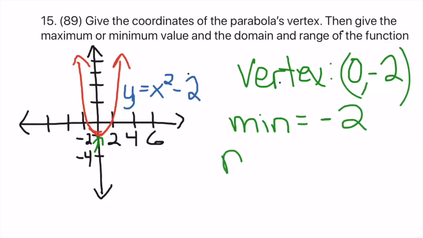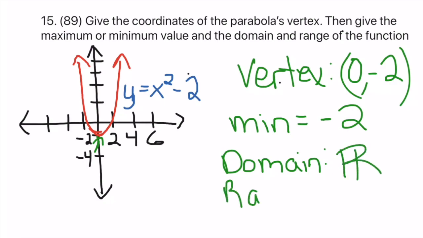And then the domain is all your x values that it covers. Now remember, this parabola will gradually keep going, getting wider and wider and wider to infinity. So it's going to cover all of those x values eventually. So we would say all real numbers.